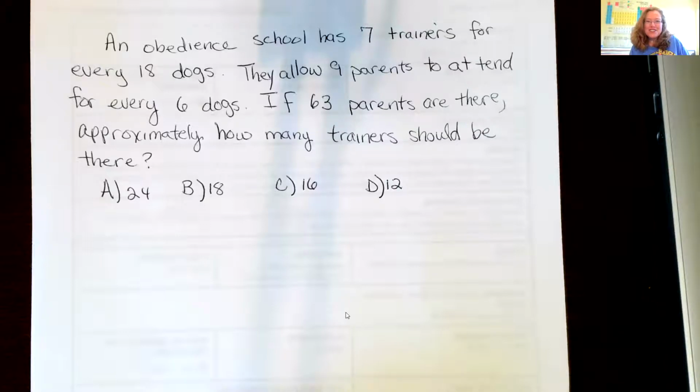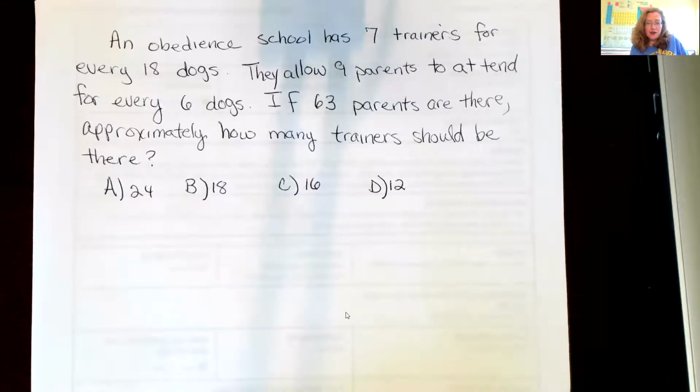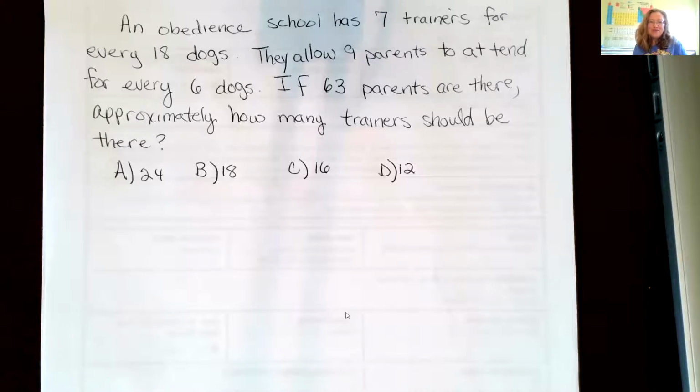An obedient school has 7 trainers for every 18 dogs. They allow 9 parents to attend for every 6 dogs. If 63 parents are there, approximately how many trainers should be there? Totally weird question, I know, but I come up with these off the top of my head. So here we are. You've got 4 answer choices. See what you decide for how to solve for it. I'm going to give you another moment to pause your playback before I go over the answer.